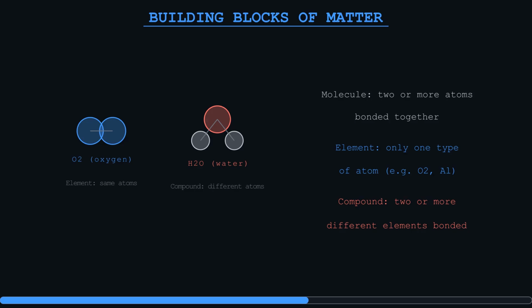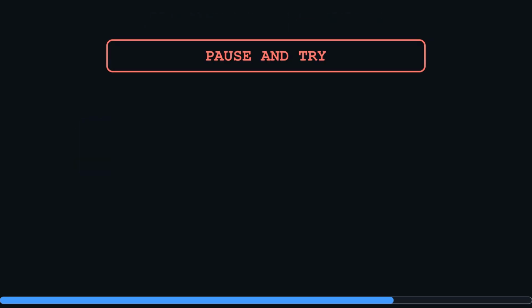Atoms rarely exist alone. A molecule is two or more atoms bonded together. If every atom in the molecule is the same type, it is an element, like oxygen gas, O2. If the molecule contains different types of atoms bonded together, it is a compound, like water, H2O, which is hydrogen and oxygen combined. Pause the video and try this problem yourself.